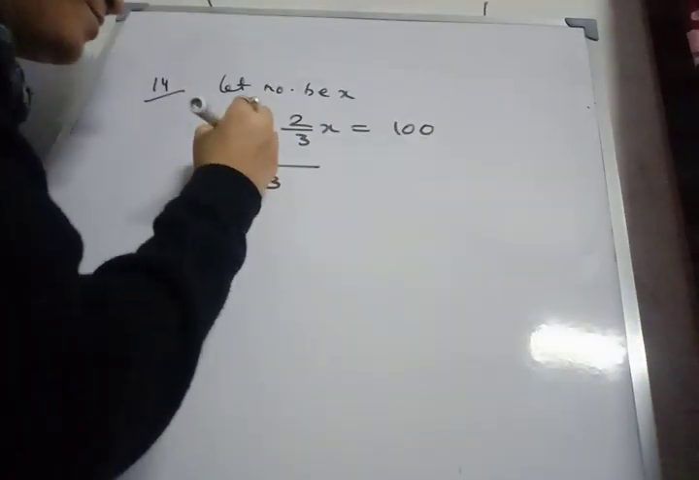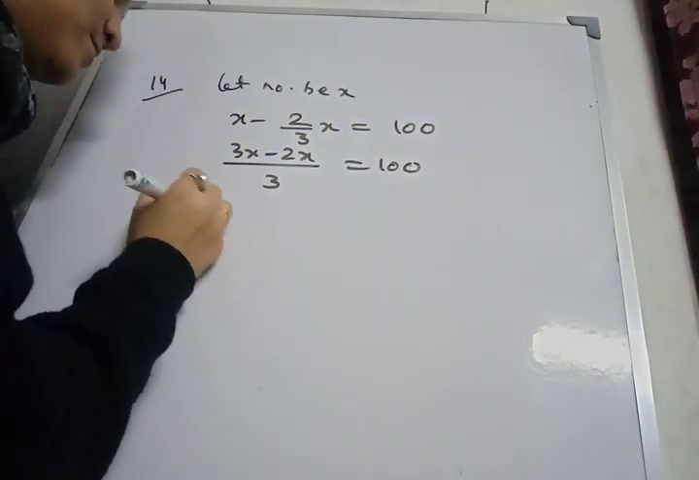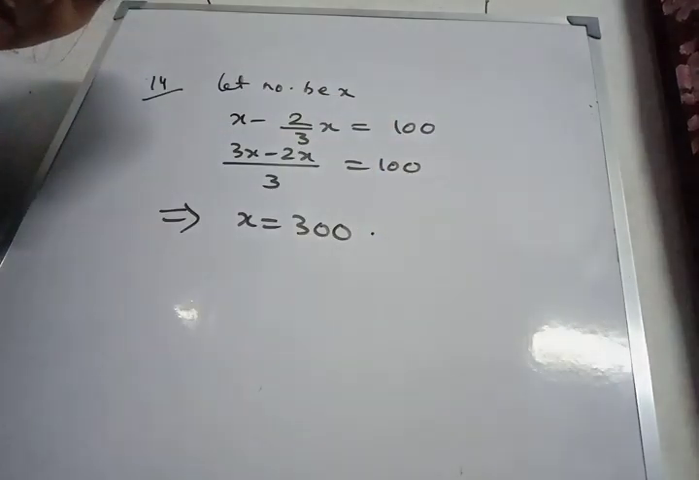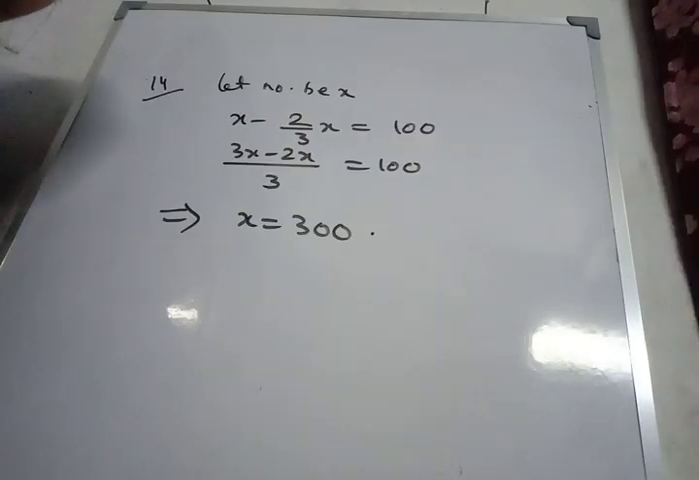Take the LCM. x equals 300. Okay. Next, sum number 15.